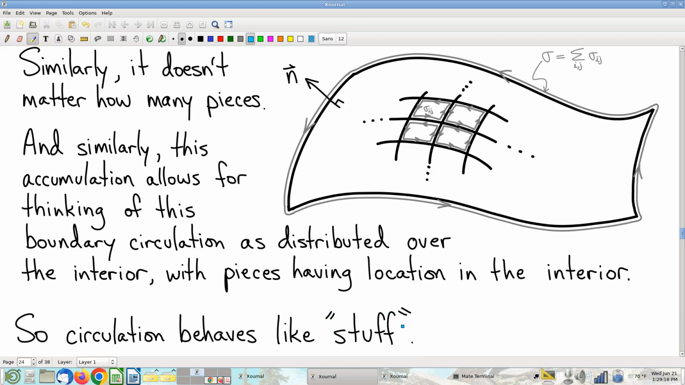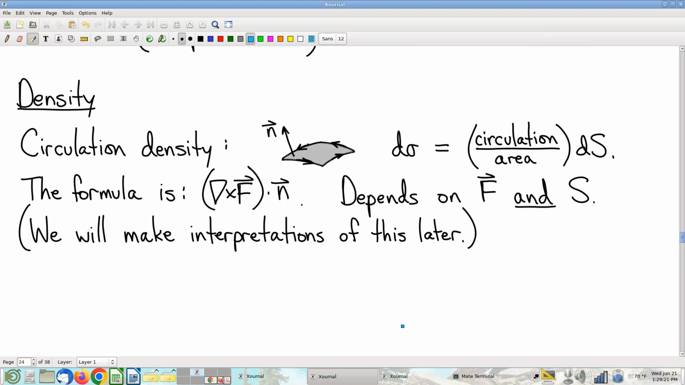So, which means that I can talk about its associated density. Right? And again, it's a hard picture to draw, but circulation being a stuff distributed over an area, I can very reasonably ask how much of this stuff, which again, for lack of artistic options, I'm going to represent on the boundary, even though, again, we really shouldn't think of it that way. How much of this accumulating quantity called circulation is there per unit area? This is just a density.